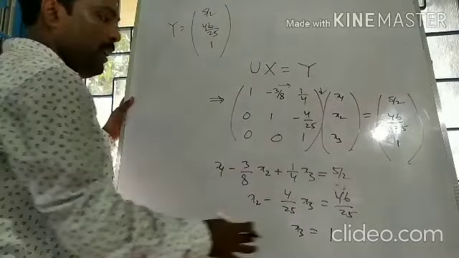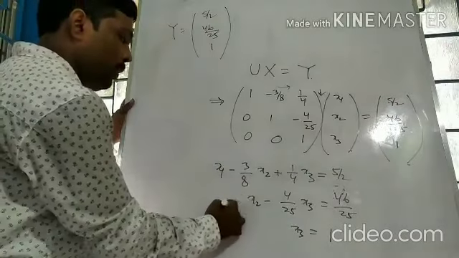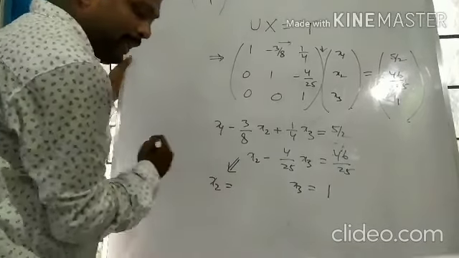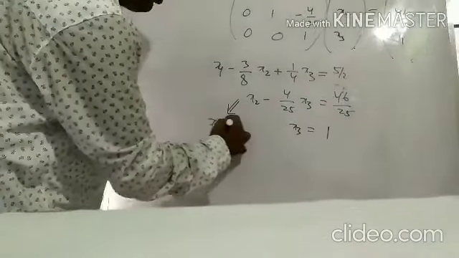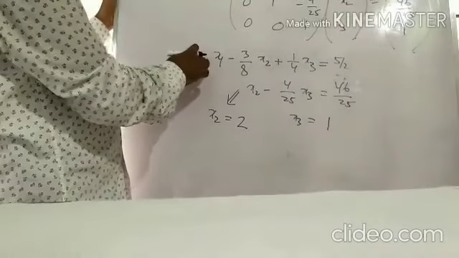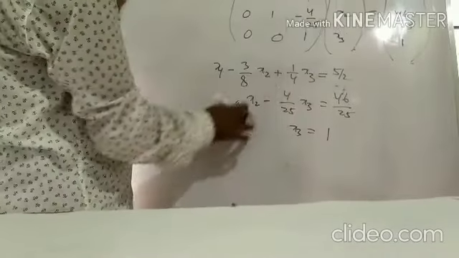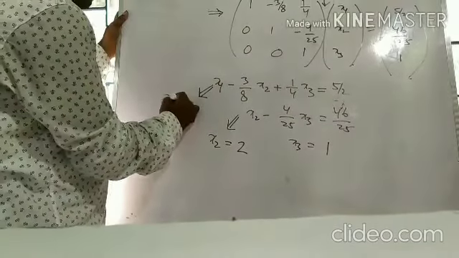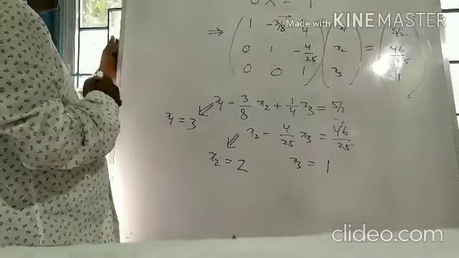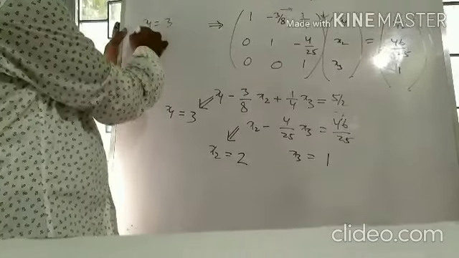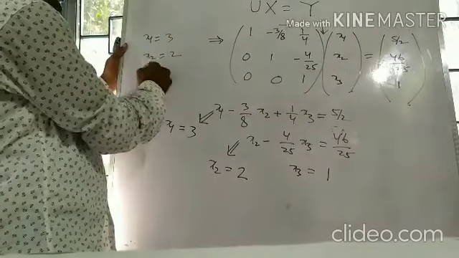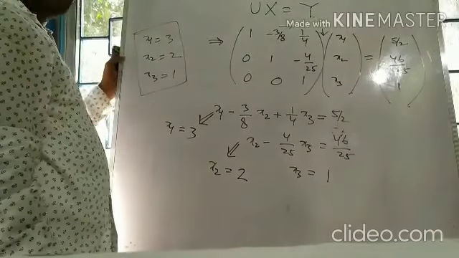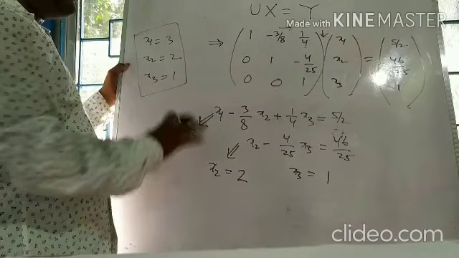Now put x3 equals 1 here and calculate x2. Just simplify, x2 is 2. Now put x3 equals 1 and x2 equals 2 and calculate x1 from the first equation. And x1 is 3. So x1 equals 3, x2 equals 2, x3 equals 1. This is the solution of the given system of equations by LU factorization method.